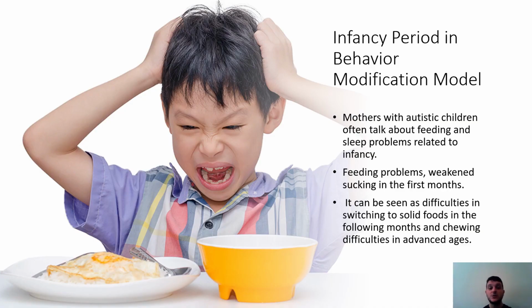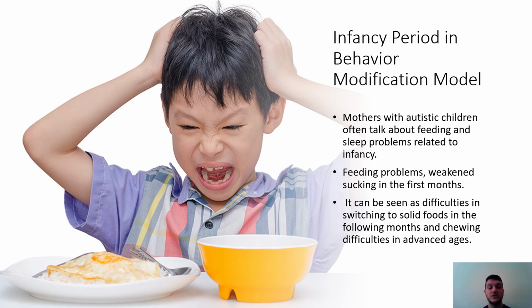Furthermore, the mothers with autistic children often talk about feeding and sleep problems related to infancy. Feeding problems weaken sucking in the first months, and they can be seen as difficulties in switching to solid foods in the following months. And there could be some chewing difficulties in advanced ages as well. A small amount of solid food can be mixed in between the liquid fluids that the child basically likes for an easier transition to solid foods. Then, depending on the acceptance of the new food, the solid food can be increased and the liquid one can be decreased in the mixture.